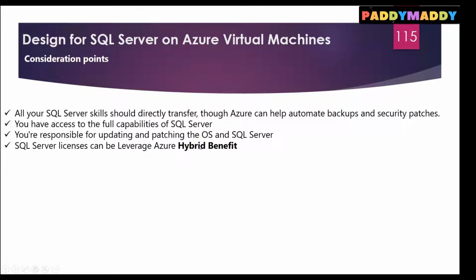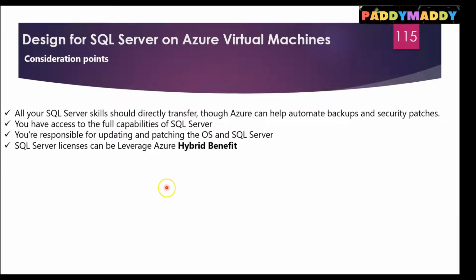These are the design considerations you might have to look into. If you are looking for full access capabilities, then you spin up a VM and install SQL Server, and you are responsible for upgrading and patching at the OS level, including the SQL Server. You can also bring your SQL Server license. If you have one on-premises, you can take advantage of the hybrid benefit, so you could reuse the same license in the Azure cloud. That's a great benefit again, and it's going to save you a lot of cost for your SQL Server.